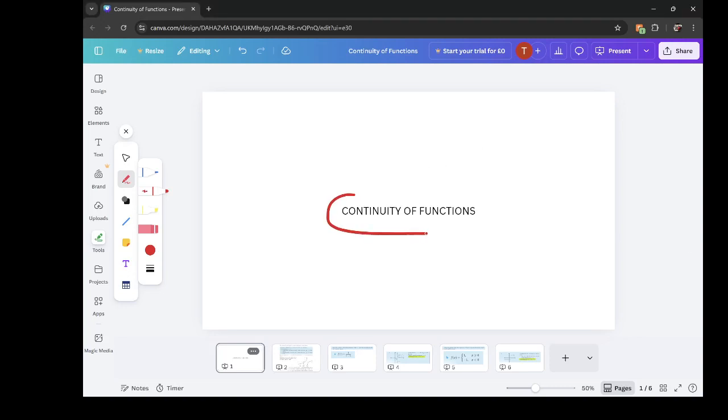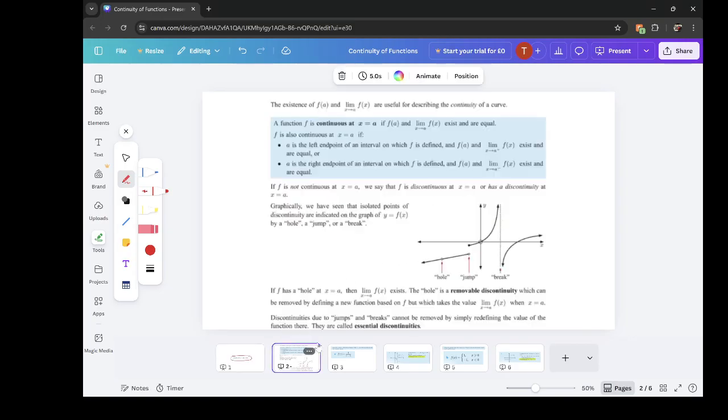Today we're going to be focusing on the continuity of functions. So let's get right into it. For a function to be continuous, let's say you have f of a and you take the limit of the f of x function as x approaches a. What does it mean to be continuous?